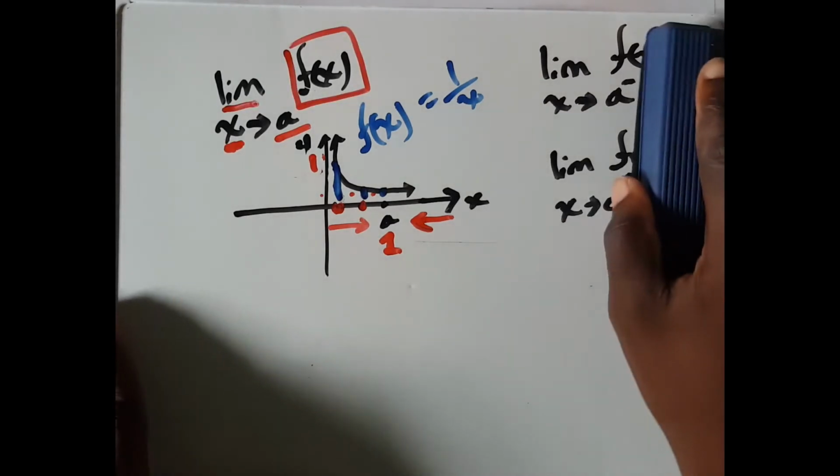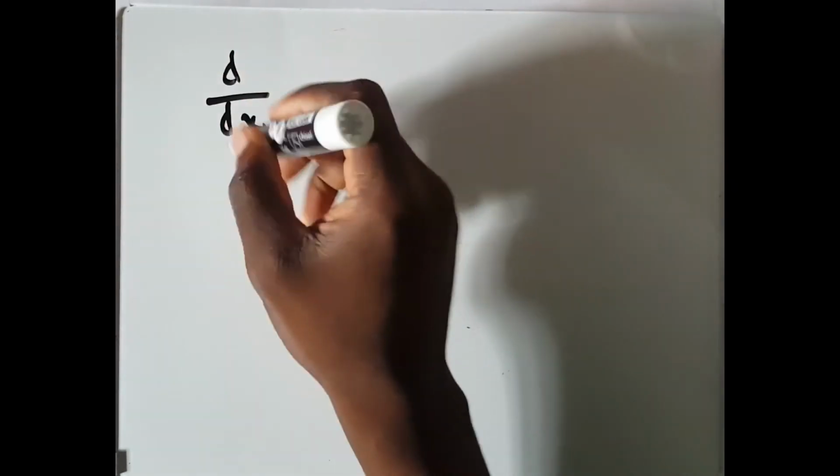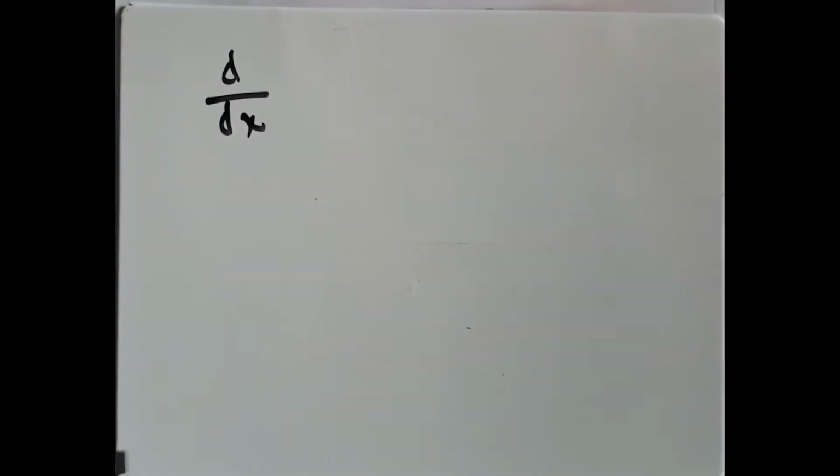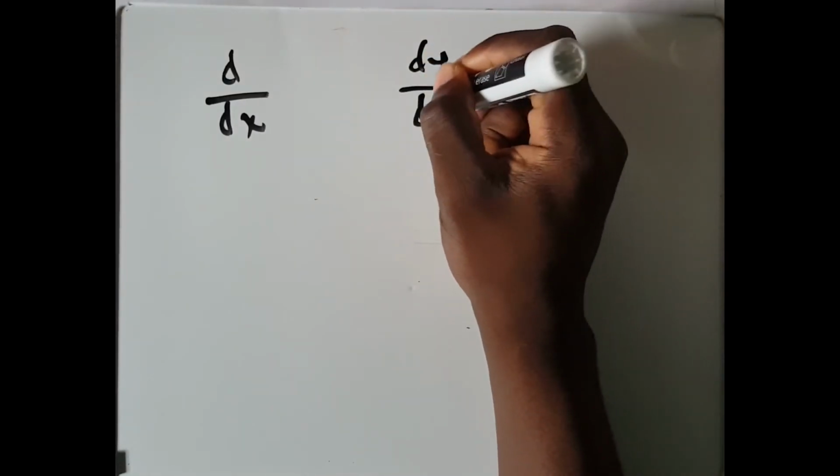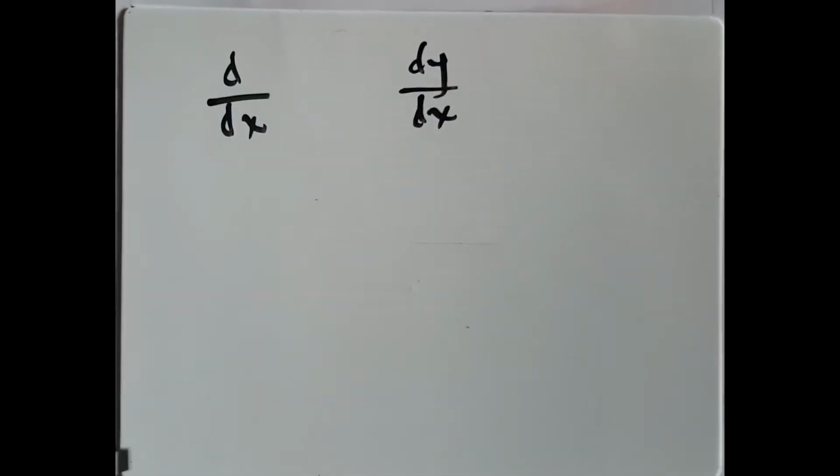Now on to the next topic, differentiation. If you are a calculus student or you're just starting calculus, this is differentiation. You will see this notation d dx, or whatever variable. This is just telling what you're differentiating with respect to. So d dx. You can also see dy dx, but the y is just the function.